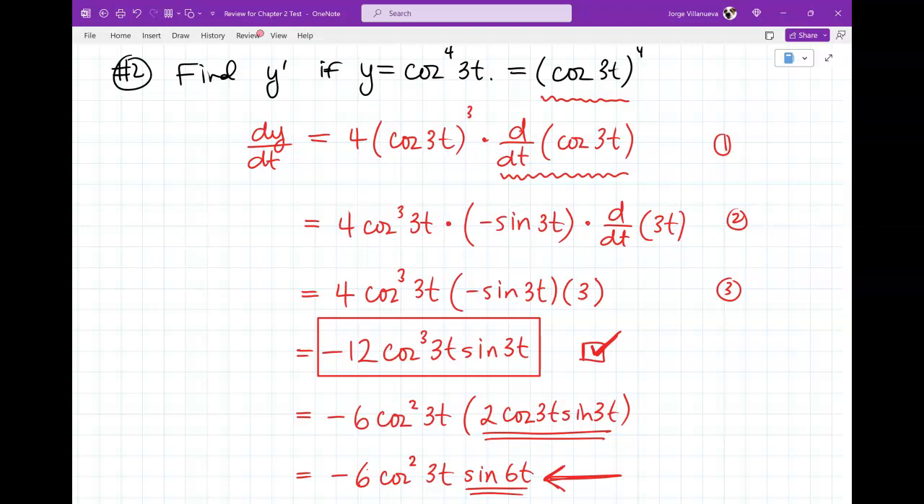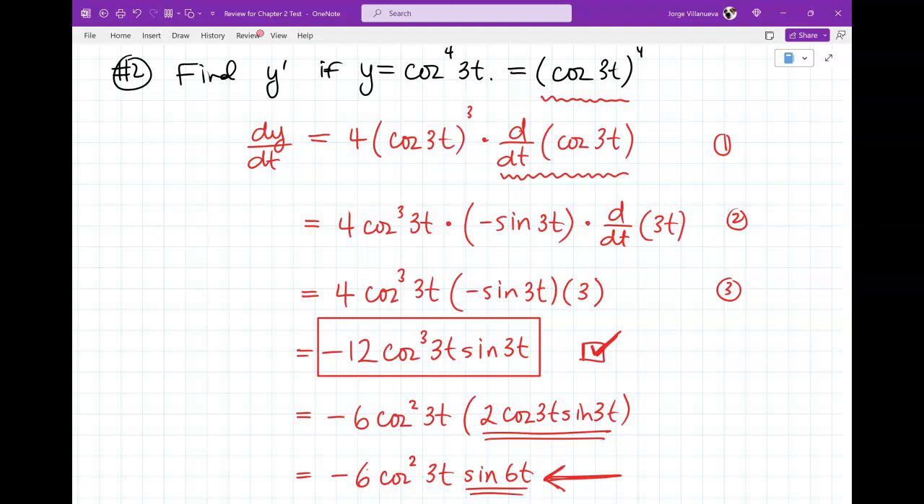There's 3 functions. So when I take a derivative, I got to take a derivative of all 3 functions. Okay? So when I take the derivative of the outer function, the 4th power, that goes down, right? Becomes a power of 3. So I took care of my 4th power. Now I got to take a derivative of the inner function. That's why I put, okay, d/dt of cosine 3t now.